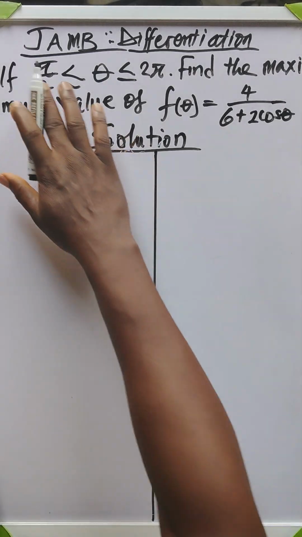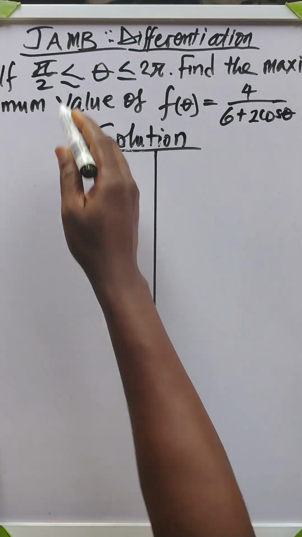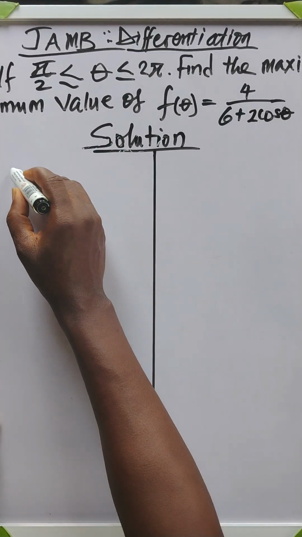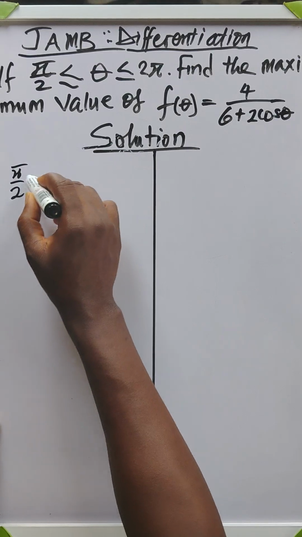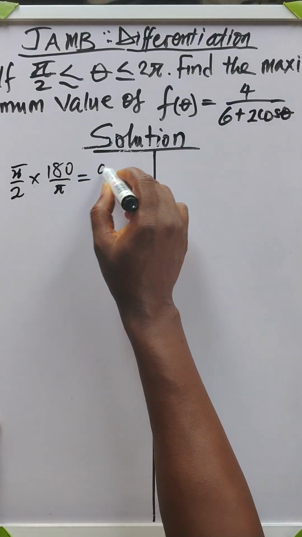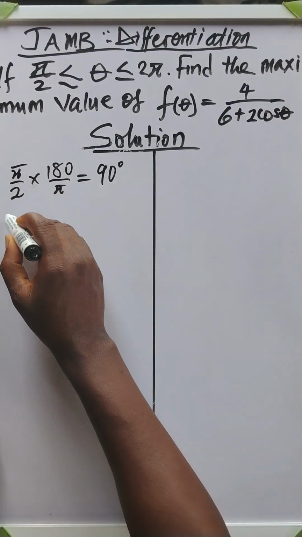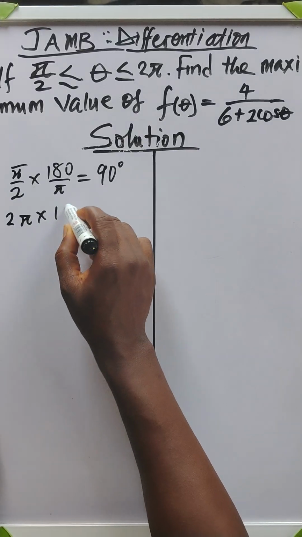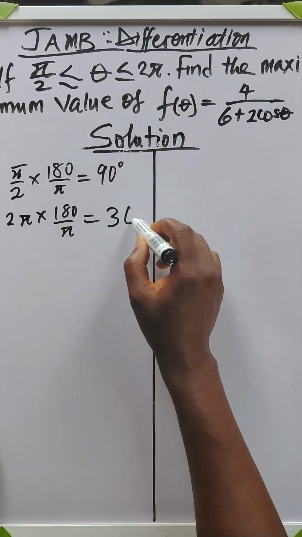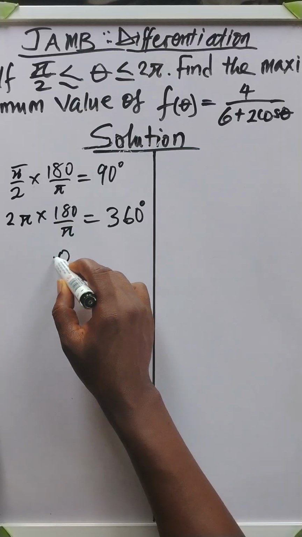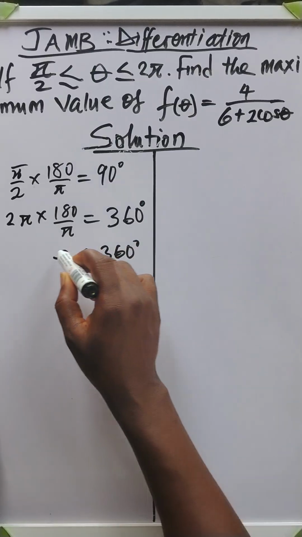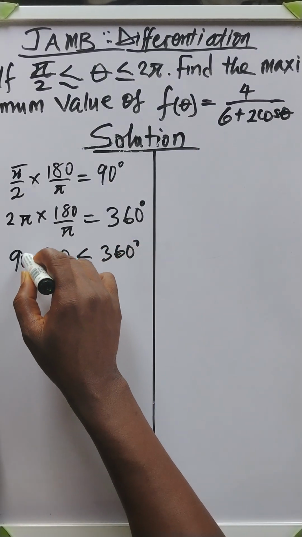All right, quickly, let me change this to degrees. To change from radian to degrees, you multiply by 180 over pi. So pi over 2 times 180 over pi is 90 degrees, and 2 pi times 180 over pi gives me 360 degrees. So the angles we are interested in must be less than or equal to 360 degrees and greater than or equal to 90 degrees.